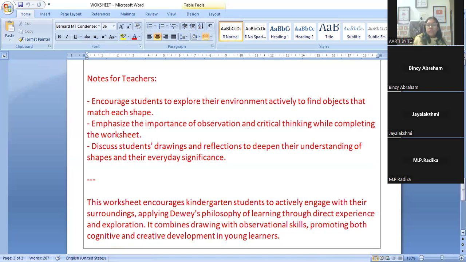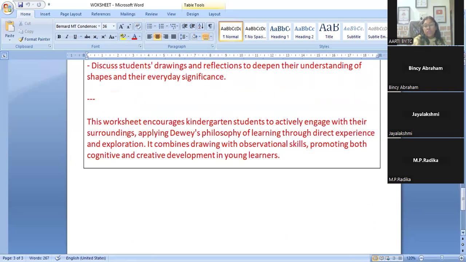So there are few notes for the teachers. You have to encourage the students. You need to make them explore more. You need to understand that they need to emphasize the importance of observation. Critical thinking is definitely very important, and it is going on very naturally because you are giving them that pace. Discuss the findings, discuss the drawings of the students. Very important, because that is why we are doing it, we need to go for the discussion, and it can be on the next day in circle time.